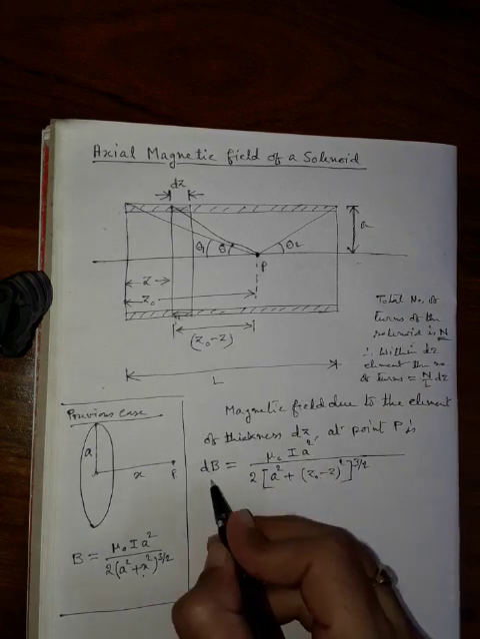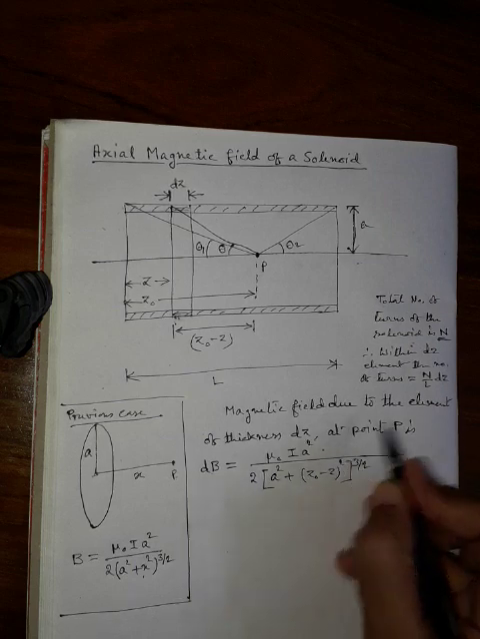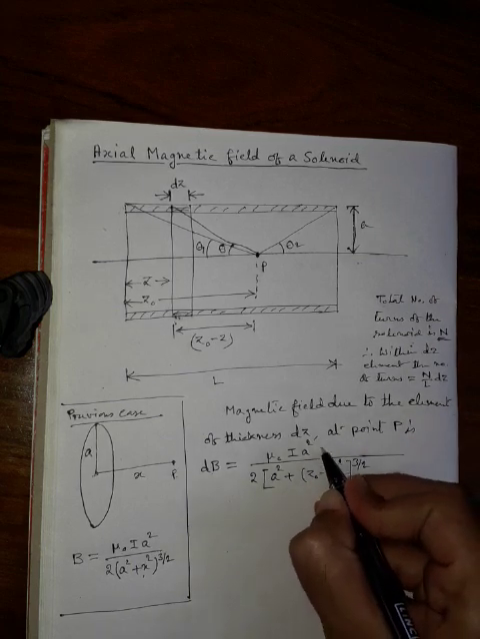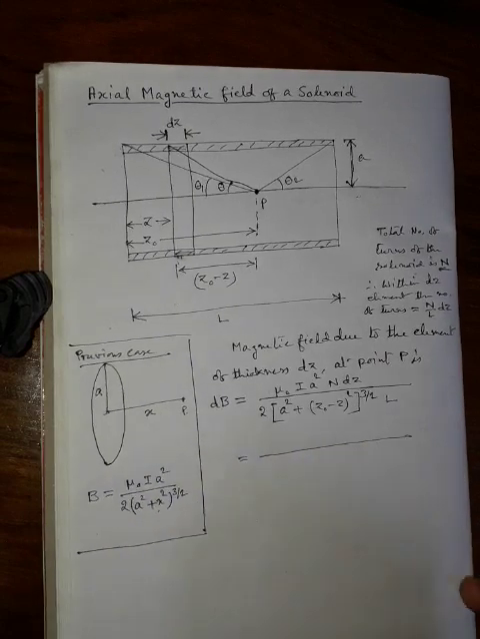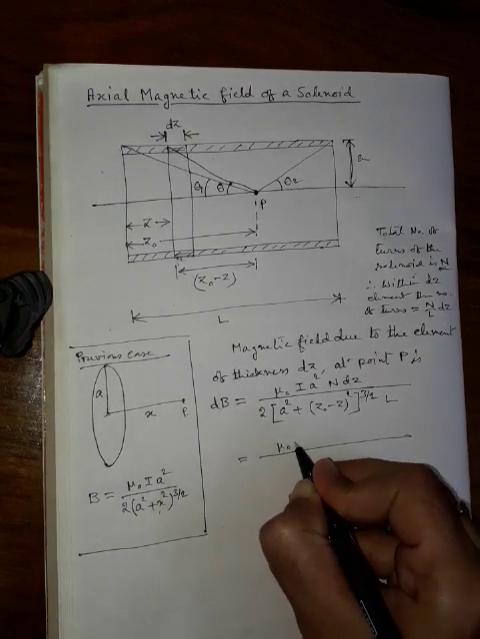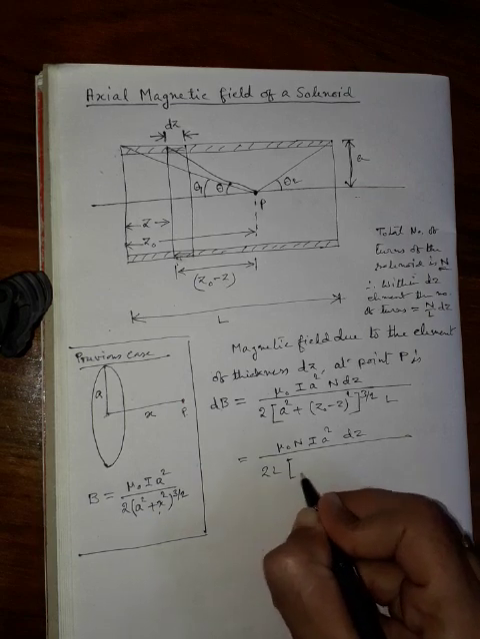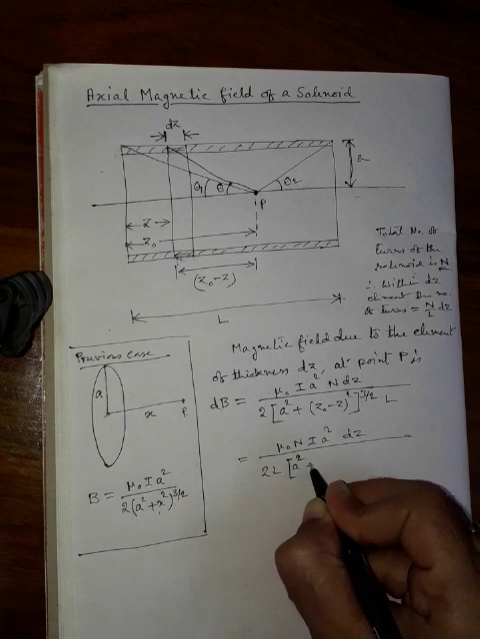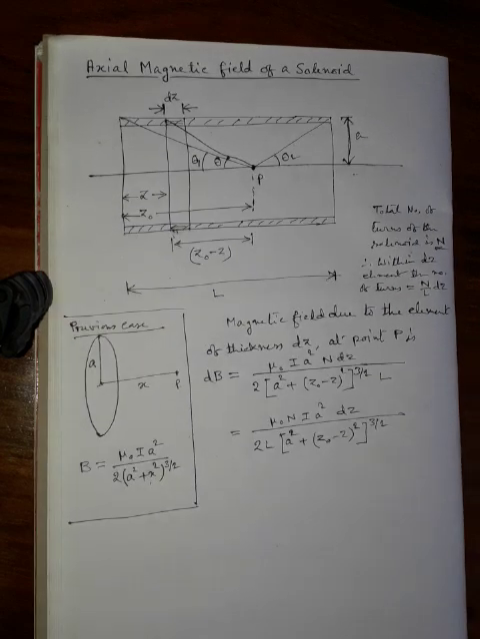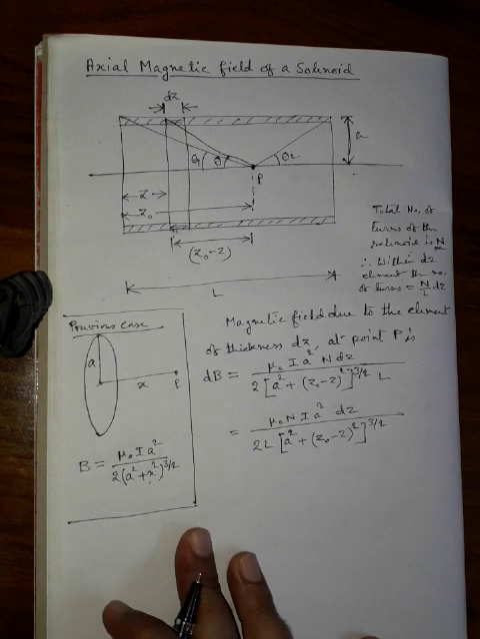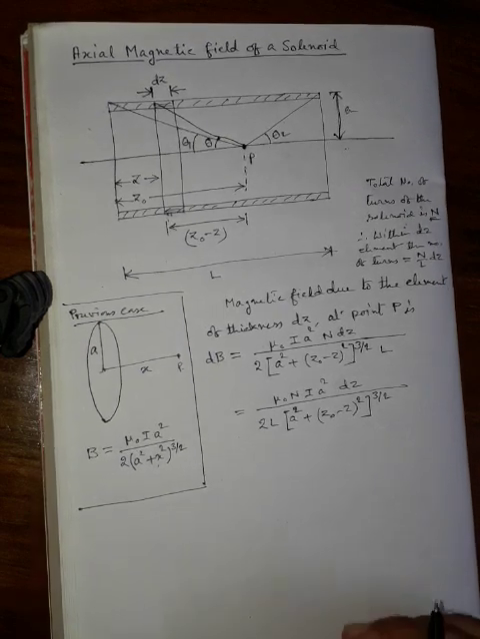So we will replace here the single turn, or 1, with this term n dz by L. Now rearranging this equation, mu 0 n I a square dz by 2L into a square plus z0 minus z whole square whole to the power 3 by 2. Now let us calculate a few more terms.